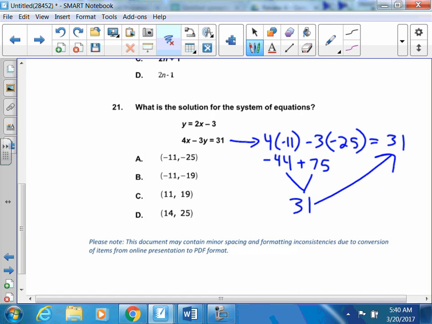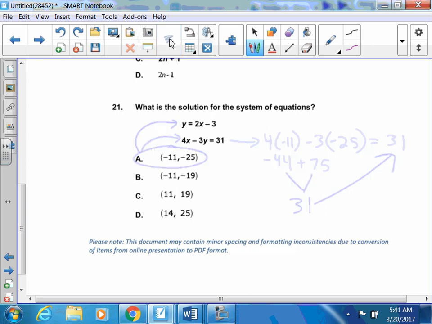It does equal this. So you would have known that this ordered pair would work for the second equation if you just plugged it in. If you forgot how to do substitution or elimination, you could do that. And then if you take the same ordered pair and plug it in up here, it would also work, and that tells you A is your answer.